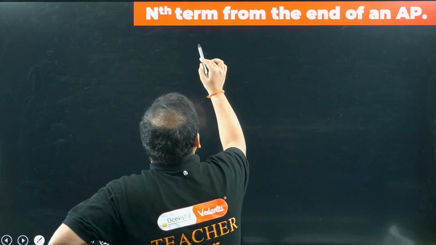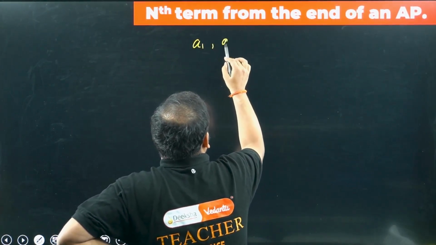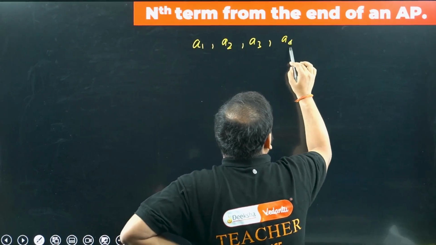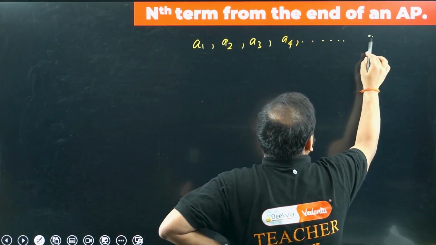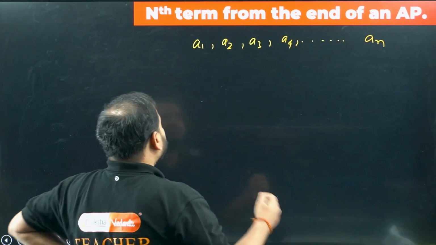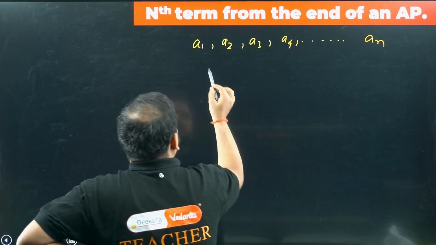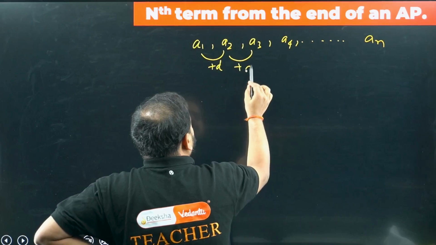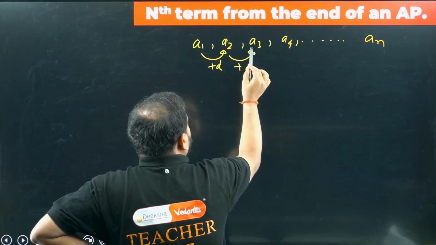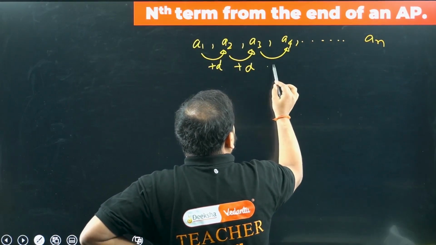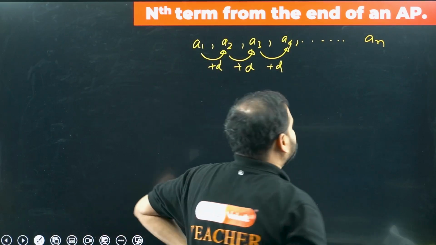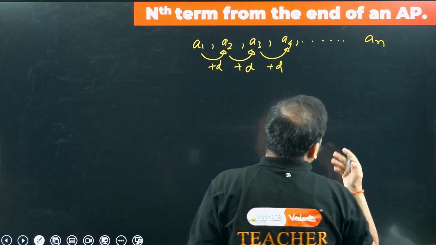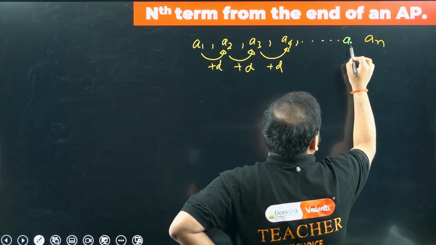If I write an AP, so this was A1, this was A2, this was A3, this was A4, and so on till AN, right? Same way, if you tell me what is the common difference from here, so plus D, every time plus D. If my approach is from here to here, you see the arrow sign, what is it again going to be? Plus D. But if I go to the previous term, what term will come here? I'll have over here A of n minus 1, right?